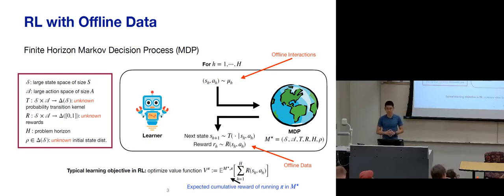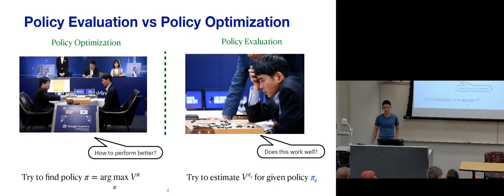Our objective in previous online reinforcement learning is to optimize the value function, that is, to find a policy pi whose value function is close to being optimal, achieving the largest value among all the policies. But sometimes we consider a simpler setting called policy evaluation. In policy evaluation, the learner is not trying to find the policy pi with the greatest value among all the policies.